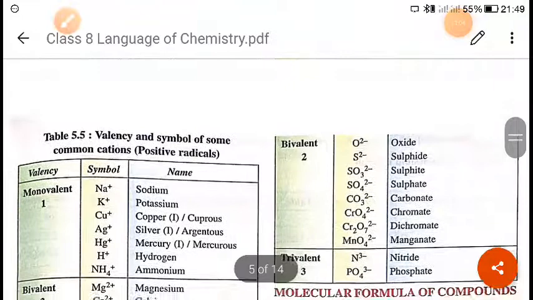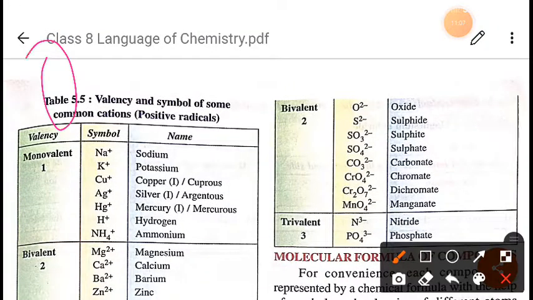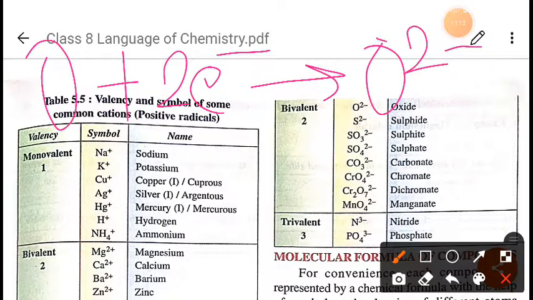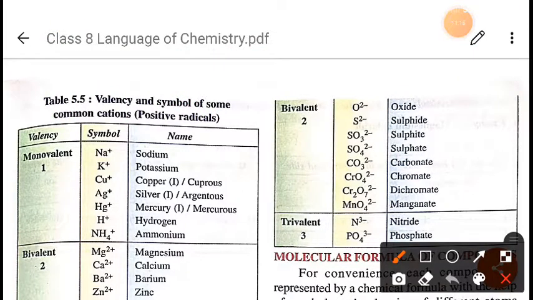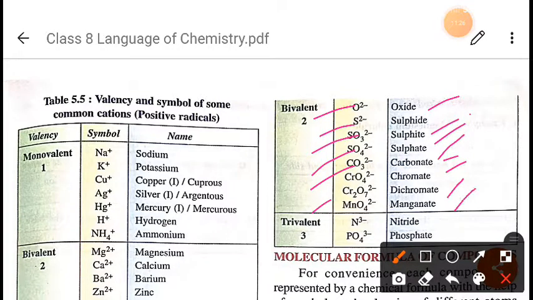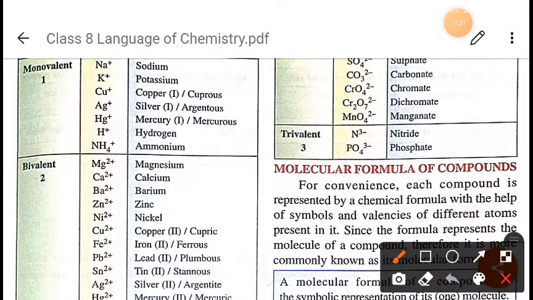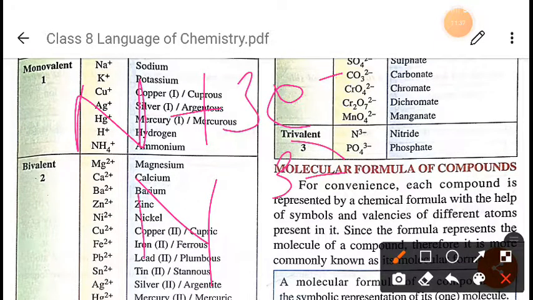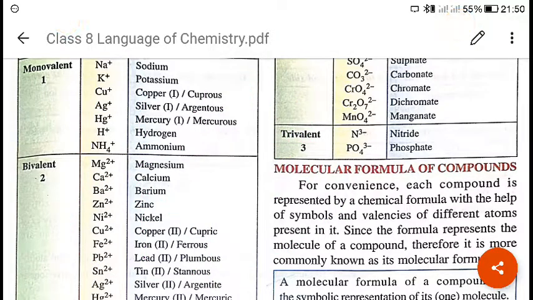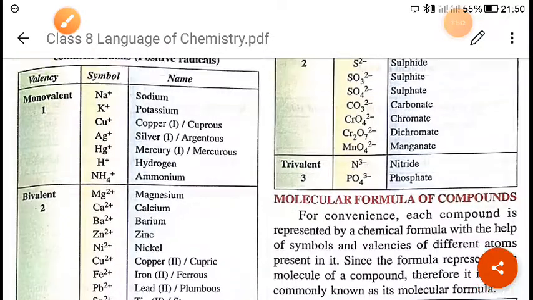In the same way, for bivalent, suppose oxygen has taken two electrons, then it converts into O2 minus. This is called divalent, meaning these have taken two electrons. Examples are oxide, sulfide, sulfate, carbonate, chromate, dichromate. Again, if an element like nitrogen has taken three electrons, it converts into N3 minus. This is called nitride, and it is trivalent. I hope you have understood monovalent, divalent and trivalent.